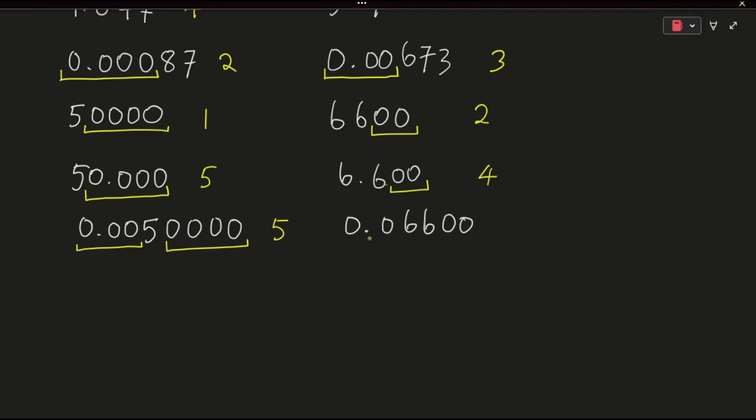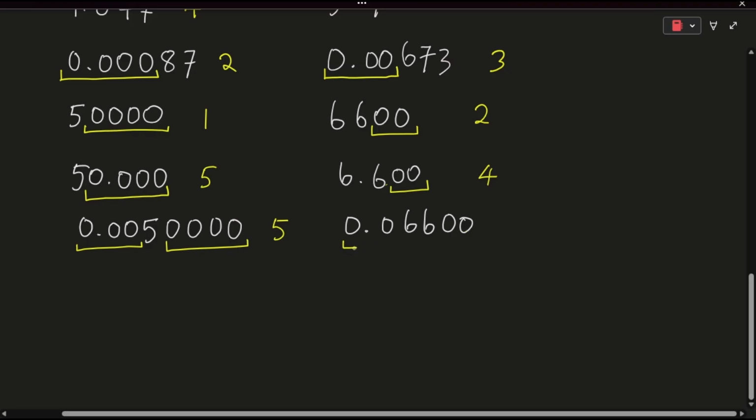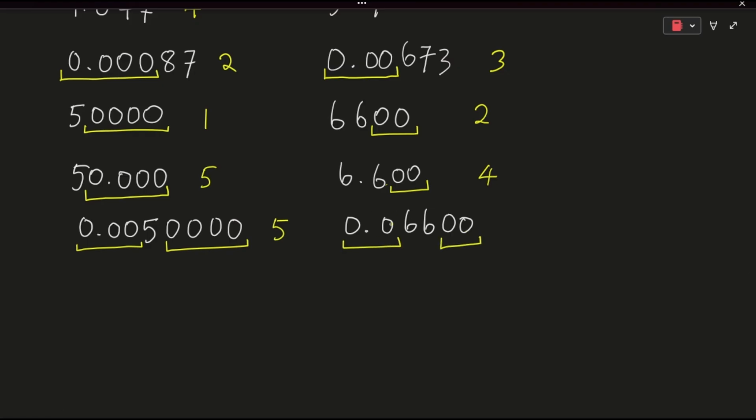Now 0.06600 has 2 leading zeros and 2 trailing zeros. Now leading zeros are non-significant. Trailing zeros of a number are also non-significant, but when there is a decimal point in the number, trailing zeros become significant. And so this number has 4 significant figures.